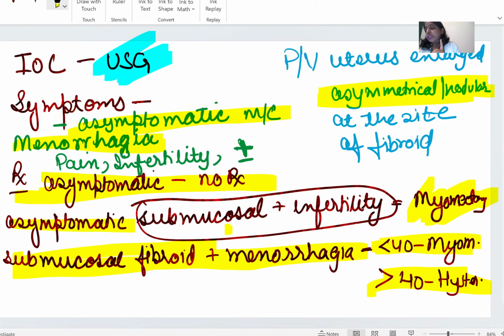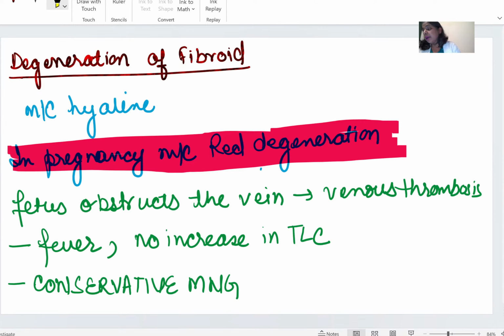Clear? So you are not going to touch asymptomatic fibroids. Dr. Rahul has asked what is broad ligament fibroid. It is the fibroid which, from the subserosal location, has gone into the broad ligament. Okay, so for submucosal fibroid, if there is menorrhagia, so there should be some symptom to do myomectomy, and if the age is more than 40 years, then you will of course do hysterectomy.